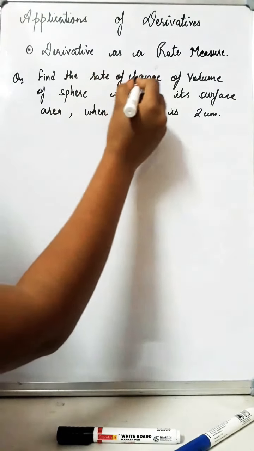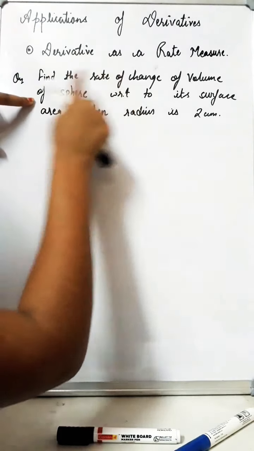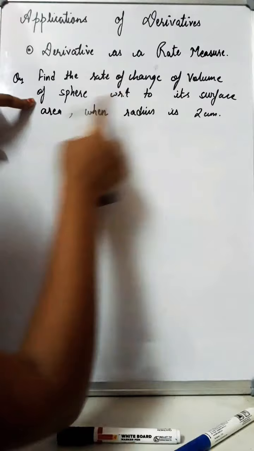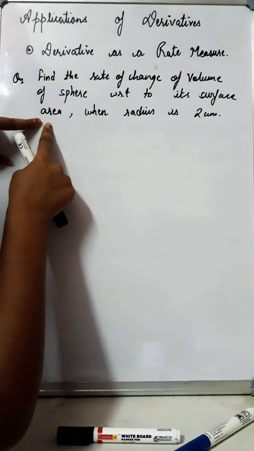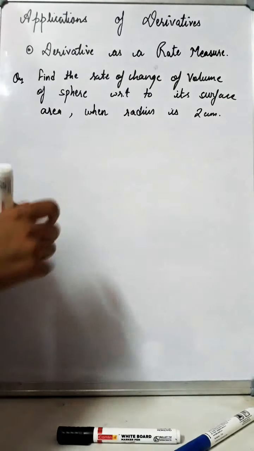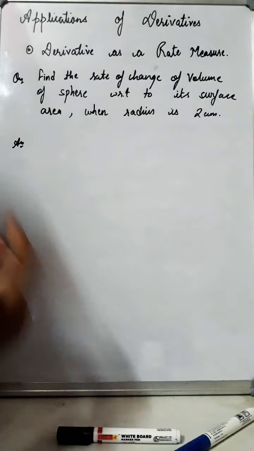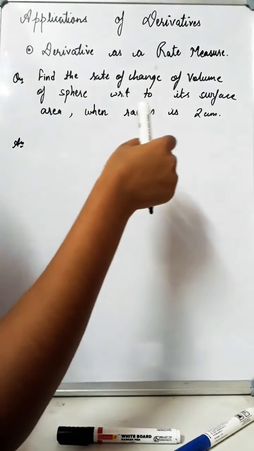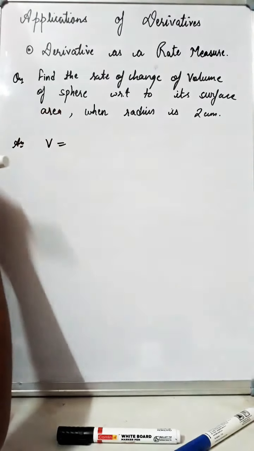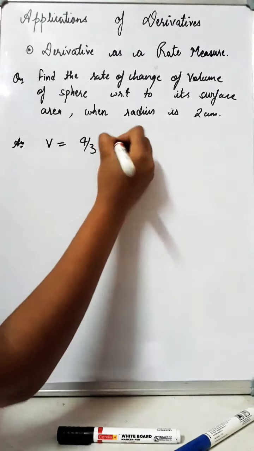Find the rate of change of volume of sphere. Okay, rate of change of volume of sphere with respect to its surface area. Okay, and radius is fixed to 2 centimeter at this point. Now see, first find the entity, find the function that is changing. The rate of change is occurring on the volume of sphere. So one is your volume of sphere, which is 4 by 3 pi r cube, right?